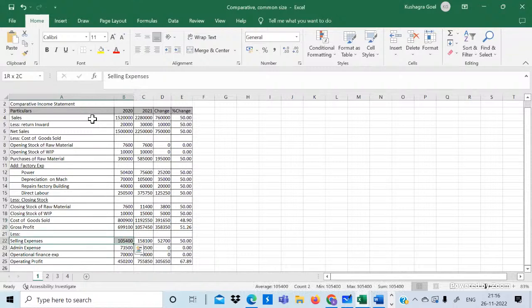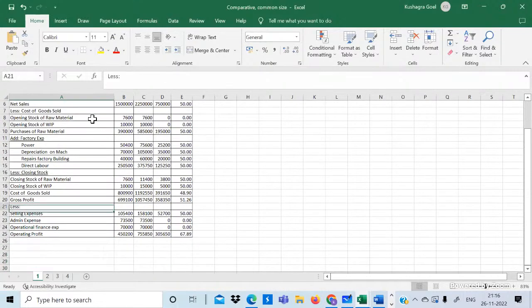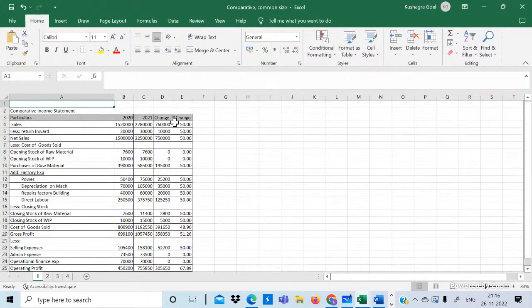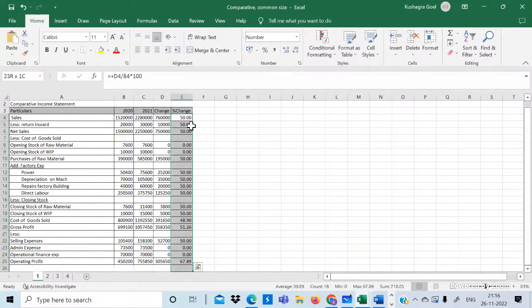Then I take my selling expense, admin expense. Then I get my operating profit. So this is the data that is given. Now, using this data, I'll first make the fourth column where I'll calculate an absolute change, and then the fifth one where I calculate the percentage change. So just go through it, take a minute or so. Let me know if you are struggling with any part or if you have a doubt with this, as far as the comparative income statement is concerned.